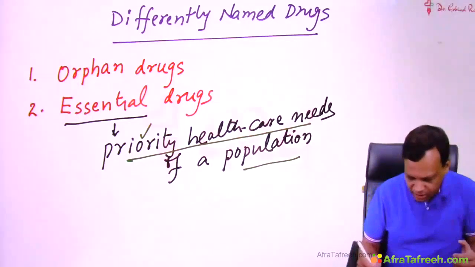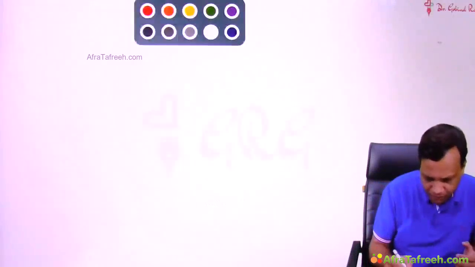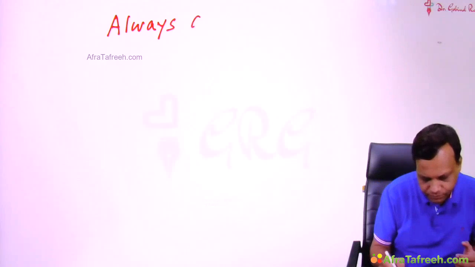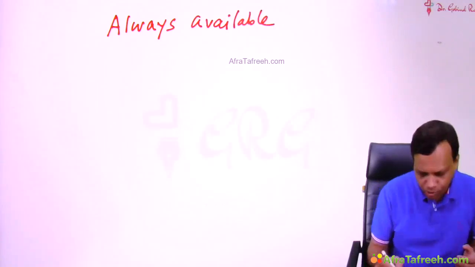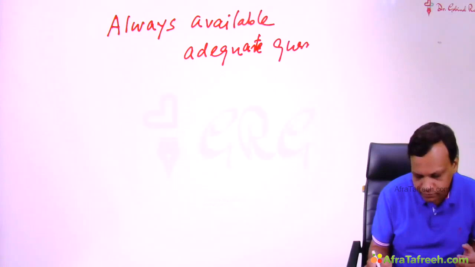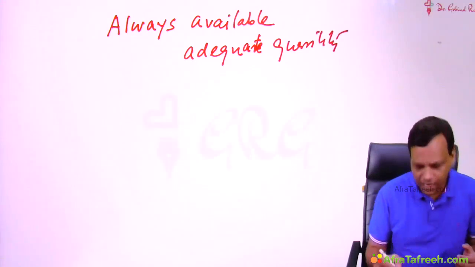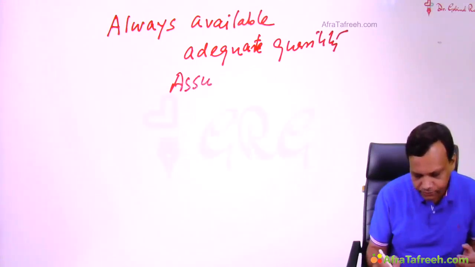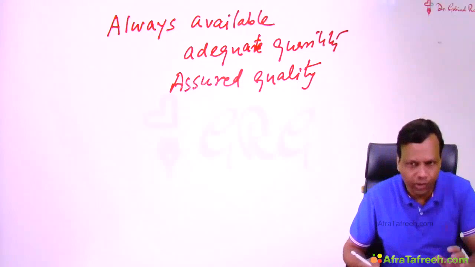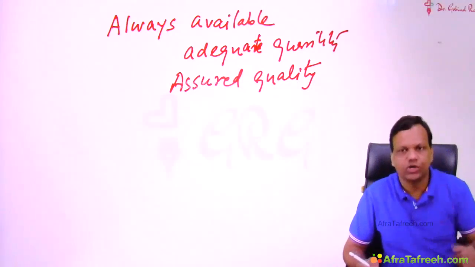Now essential drugs should always be available in that population. They should be available in adequate quantity, and with assured quality. So three important things: they should always be available, in adequate quantity, with assured quality.